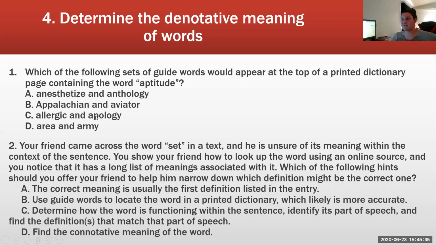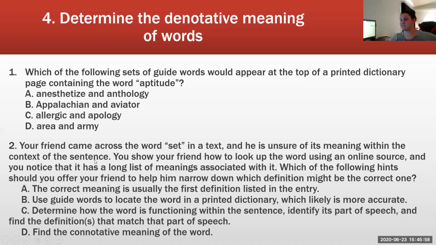Allergic and apology, APO, aptitude comes after that. An area and army, that's not correct either. Aptitude is not going to be anywhere near that page. So again, we're trying to find out where aptitude would fit in between these two, and the correct answer is B, appellation and aviator.